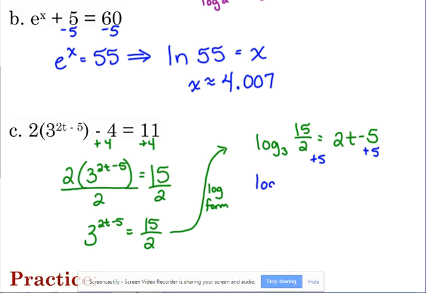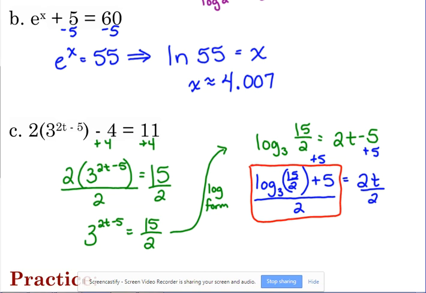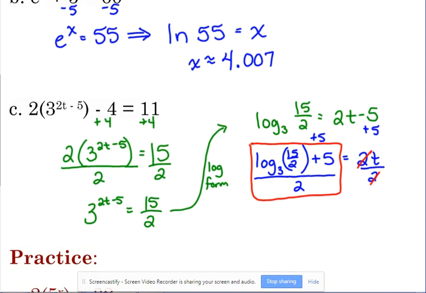Now, once you have a logarithm, you are not allowed to change anything that's inside the logarithm. Okay, so that plus 5 just gets tacked on to the end. I put a set of parentheses there just so that it's clear that 15 over 2 is the only thing inside of my logarithm. And that's equal to 2t, so then to solve for t, we've got to divide the entire equation by 2. So here is, instead of rewriting it all over again, I'm just going to box it, okay? That is the exact answer for t.